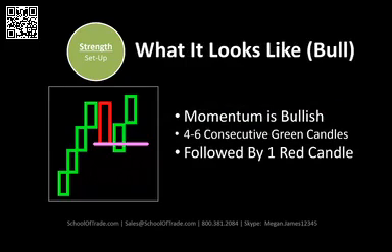Once we see that strength move with 4 to 6 green candles, then I look for the entry signal, which is a red candle, larger the better, to buy as low as I possibly can. And I'll buy the close of that red candle. That's right, I'll just buy that red candle as soon as it closes. Very, very simple.